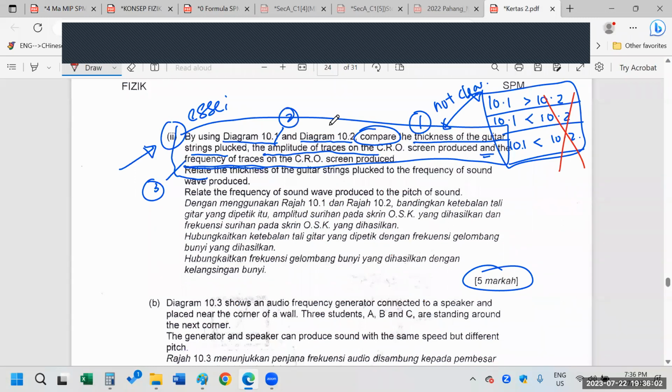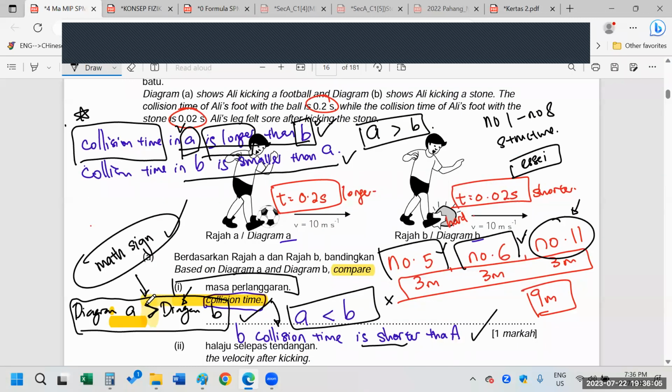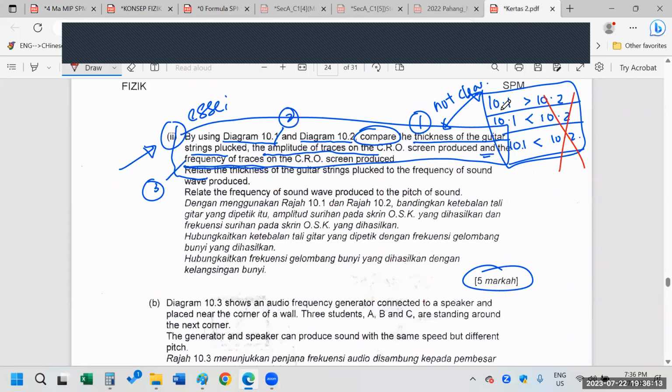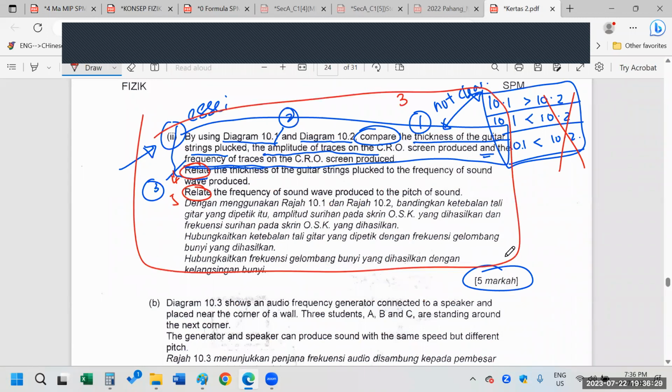Okay, so that's why I don't encourage you to write this sign, because in the exam you might suddenly blur and write this. 5 marks will be 3 marks for compare, then 2 marks for relationship. Relate. For sure, this is number 11. This is the format for sure.